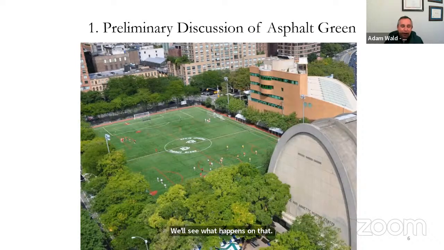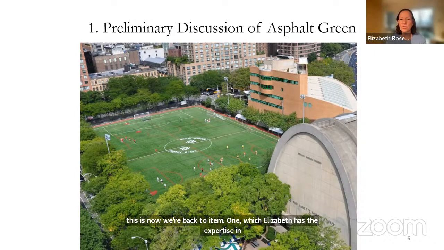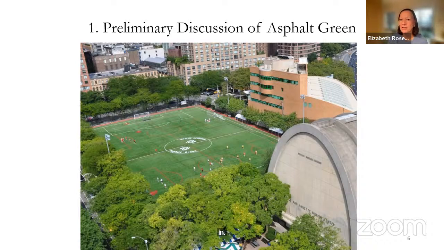So now we're back to item 1, which Elizabeth has the expertise in. Okay. So Asphalt Green, the block that contains Asphalt Green, is one of the M14 blocks that remains in our community board area. And this is a photograph that I took from their website that just gives you a sense of the scale of this block and its current state as an open space, a recreational space.